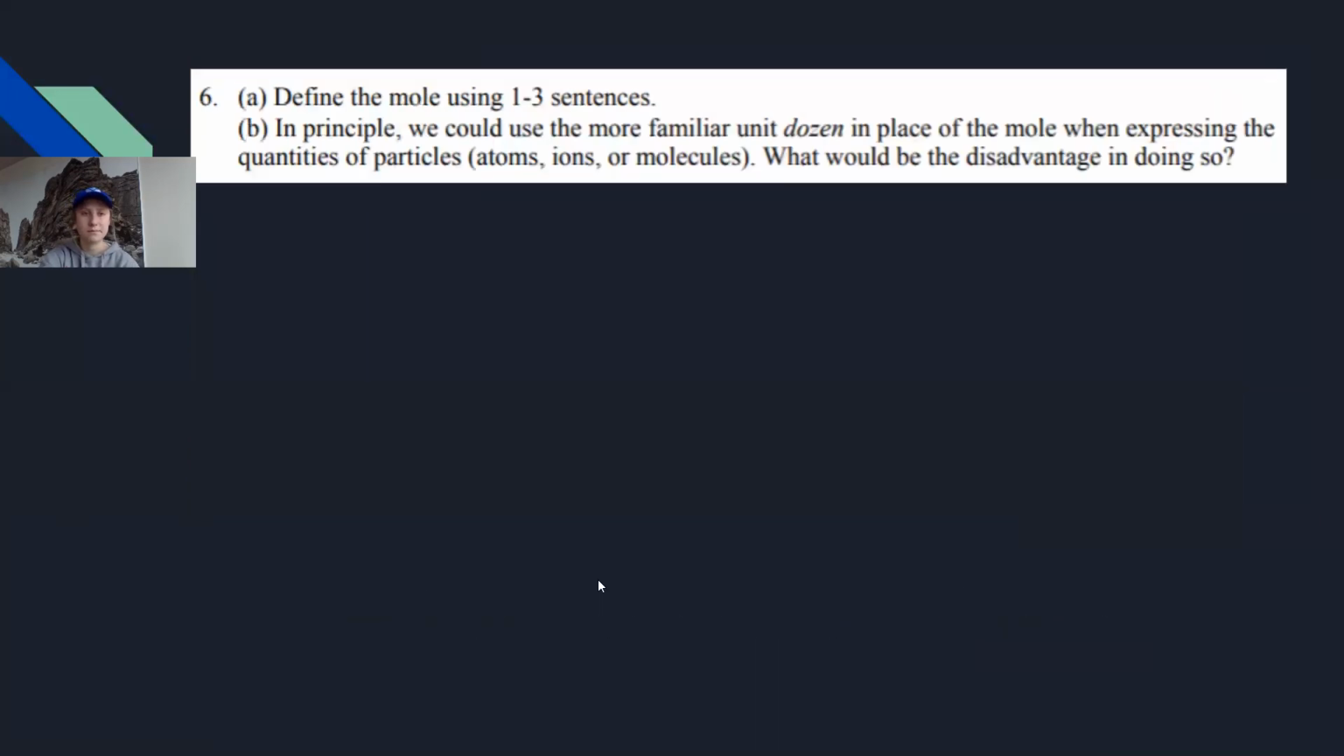Okay, so define the mole. Mole is another way to measure.